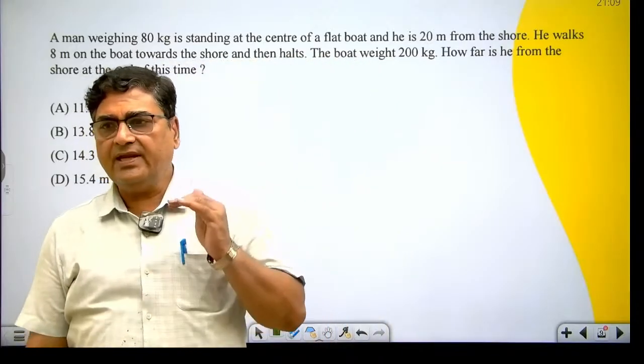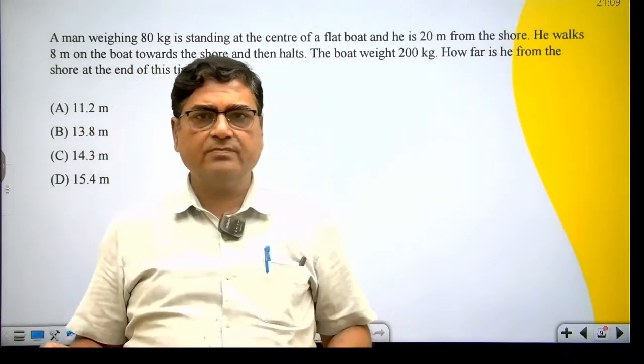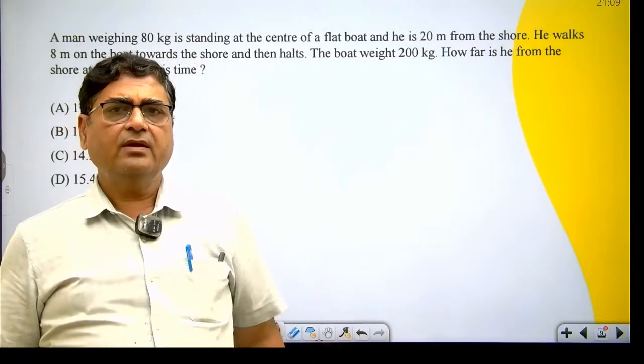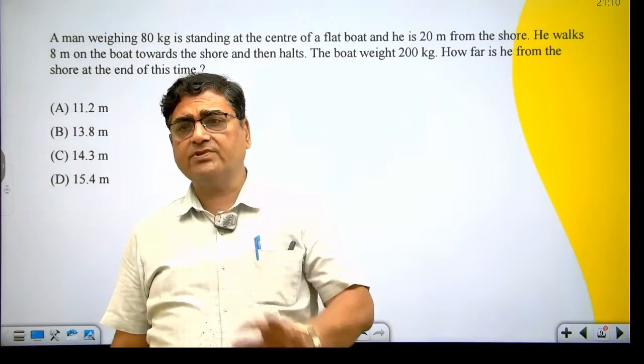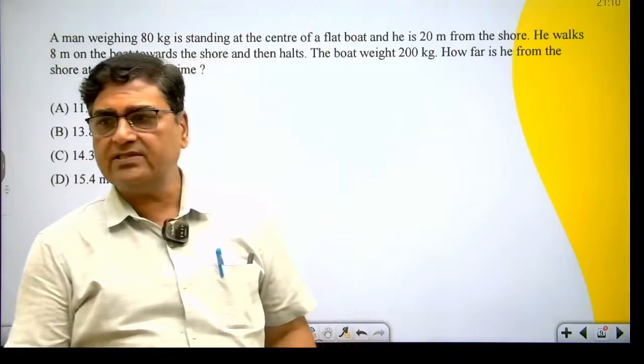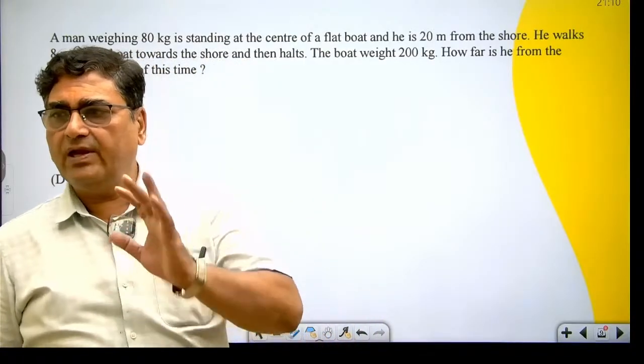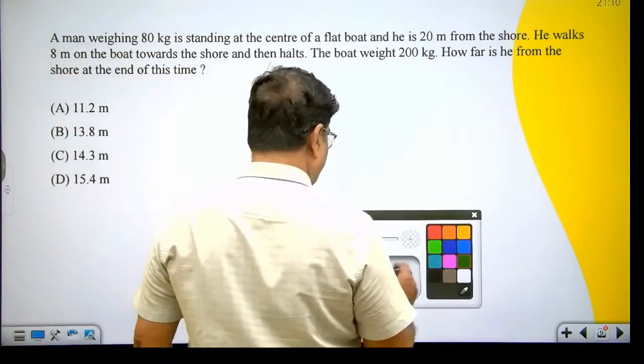The question is very simple. Since in x direction there is no external force, the boat is there on the water, okay? Surface is frictionless. So in x direction, the position of center of mass will not get changed. So we can solve the question very easily.